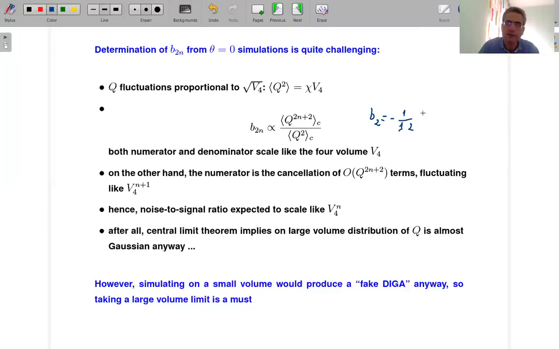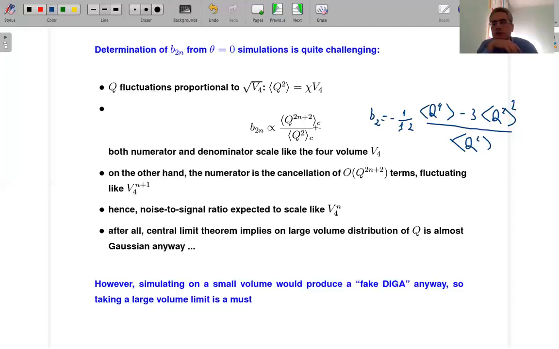minus 1 over 12 times the expectation value of Q to the 4th, minus 3 times the expectation value of Q squared again, and then divided by the expectation value of Q squared. So the numerator appearing here in these coefficients comes out from the subtraction of, in this case 2, but when you go to higher order, of several expectation values.